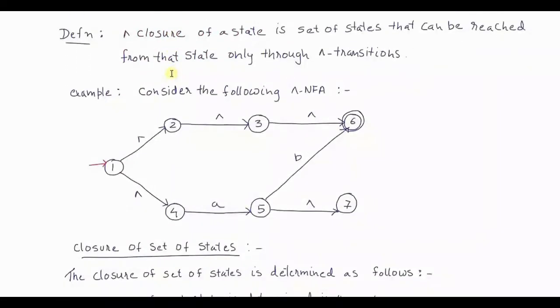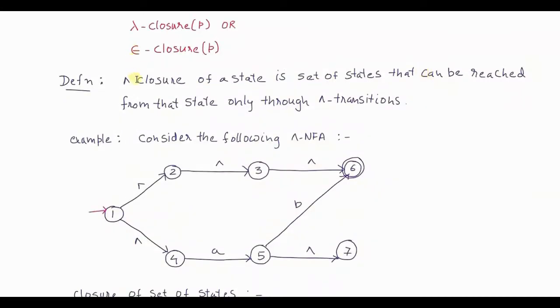Now what is closure? The null closure of a state is a set of states. Basically, the null closure of any state will give you some set of states. Which are these states? The states that can be reached from this particular state only through null transitions. So the null closure of a state is the set of states that can be reached from this particular state only through null transitions.